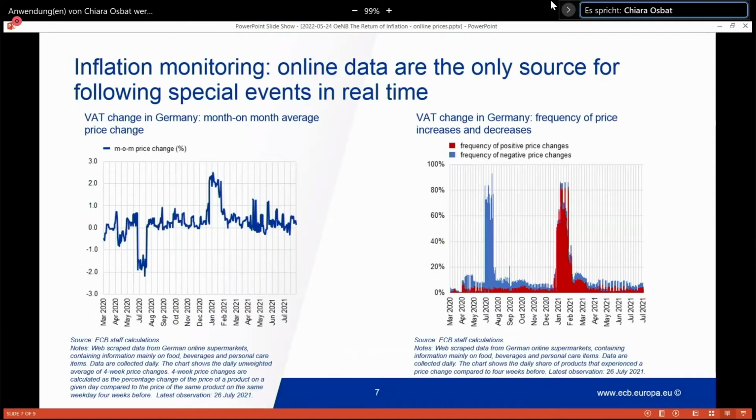Then coming closer to the data that we are now collecting, you can also use this data for inflation monitoring. We had between 2020 and 2021 in Germany, first a rebate on the VAT in July 2020. And then it was already announced when it was applied that it would be reversed in January 2021. And on the left, you see day by day the month-on-month price change in supermarkets, specifically supermarket data prices. And you see very clearly the drop in July 2020 and then the reversal in 2021.